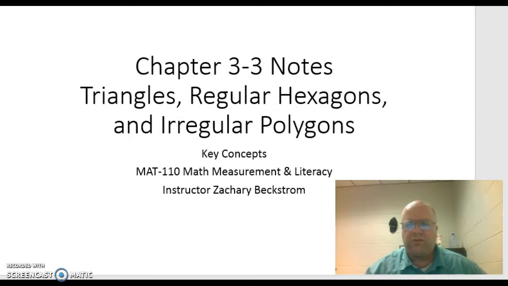We're talking about triangles, regular hexagons, and irregular polygons. And we'll be looking at some area formulas for these. There are quite a few formulas in this section, so it'd be a good idea to use the book to look those up and to make some notes and to try some of those problems. I'll be doing 4 of the problems here today. Alright.